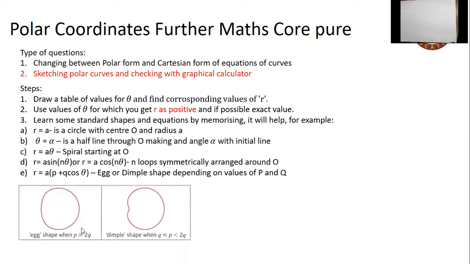I've taken this from the textbook. These are the conditions. If p is greater than or equal to 2q, you get an egg shape, no dimple. If p is less than 2q and greater than or equal to q, you get a dimple. Guys, these are something you can memorize. Now we'll do the examples in a bit, and then we take it from there.